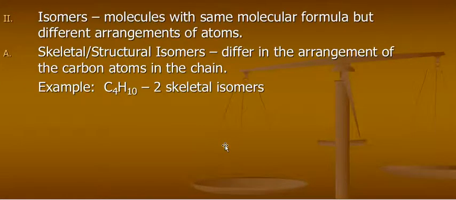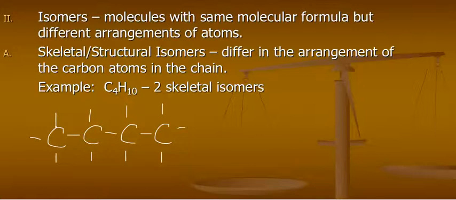We're going to look at isomers, which are molecules with the same formula, but they're arranged differently. There's different types of isomers. First off, skeletal or structural isomers. Same formula, differ in the arrangement of the carbon atoms. C4H10. One way to draw C4H10 would look like this in a straight chain. So this is called a straight chain alkane.